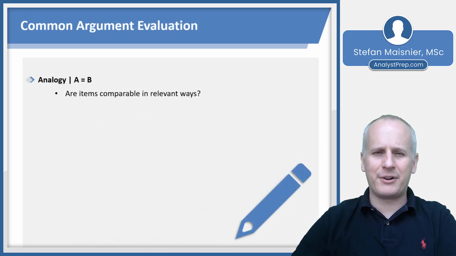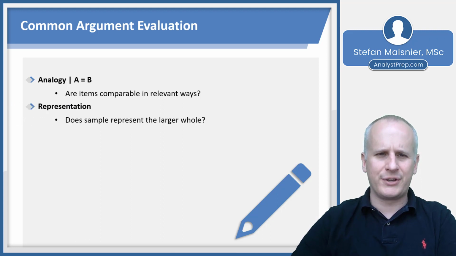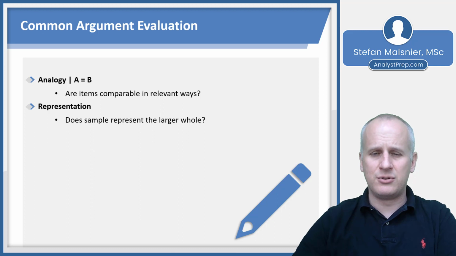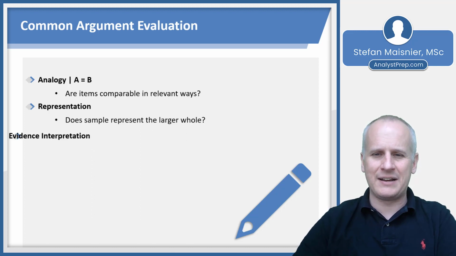Now, our common argument evaluations, if we're looking at an analogy-based argument, you want to consider whether the items are comparable in relevant ways, those in the evidence and in the conclusion. If you're looking at a representation-based argument, you want to consider whether the sample represents the larger whole, and whether there are any term shifts from the evidence or premise to the conclusion that are not viable.